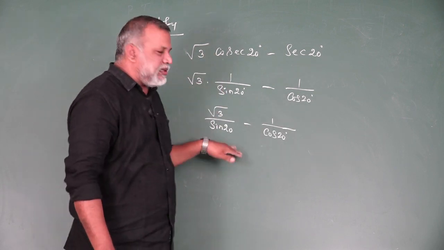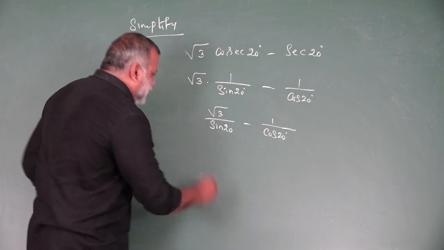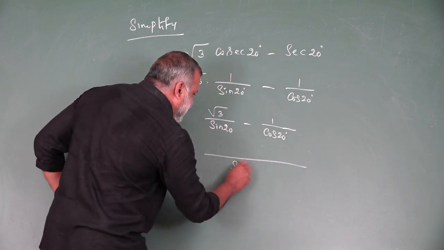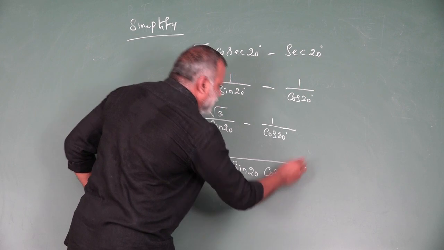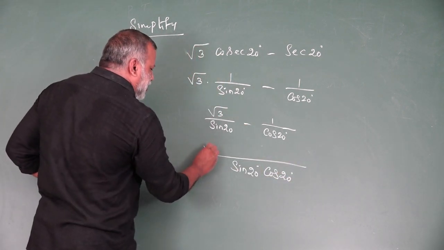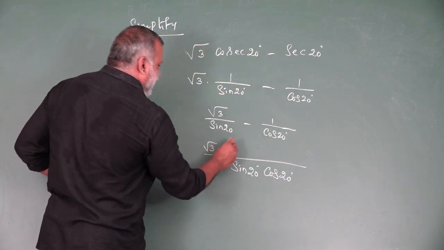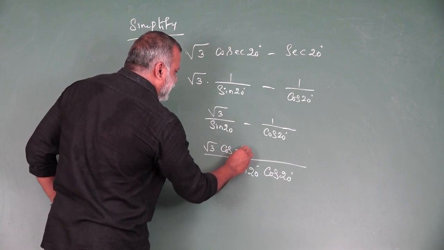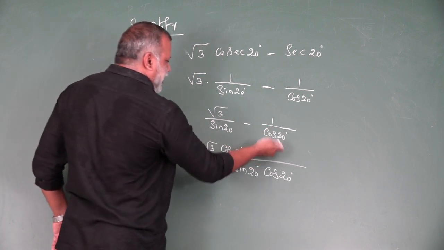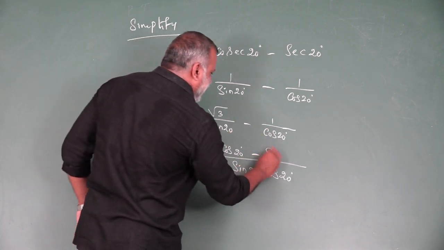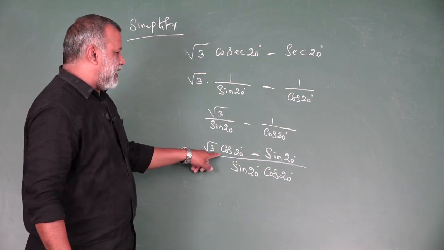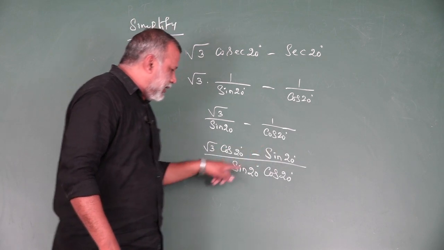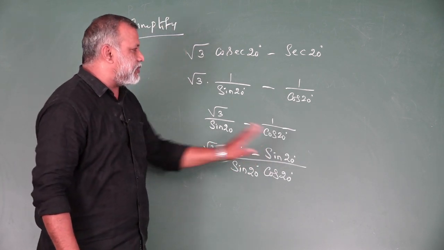See the denominator. We are having two different elements. So now take the LCM: sin 20, then cos 20. Now take the LCM means already we are having root 3. Here we can get cos 20 minus, already we are having cos 20, the remaining we can get sin 20. So root 3 cos 20 minus sin 20 divided by sin 20 cos 20.